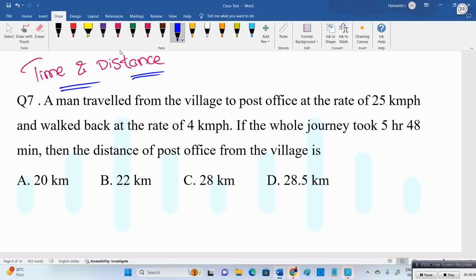Now here, traveling at 25 km per hour and walking at the rate of 4 km per hour, the whole journey takes 5 hours 48 minutes. What's the distance from the village? It's almost similar to the previous one. Previously 10 hours was the time taken, half plus half. Here it is A to B plus B to A, from village to post office. A to B with 25 km per hour, B to A with 4 km per hour. The total time taken is 5 hours 48 minutes. Now the question is the distance from village to office.